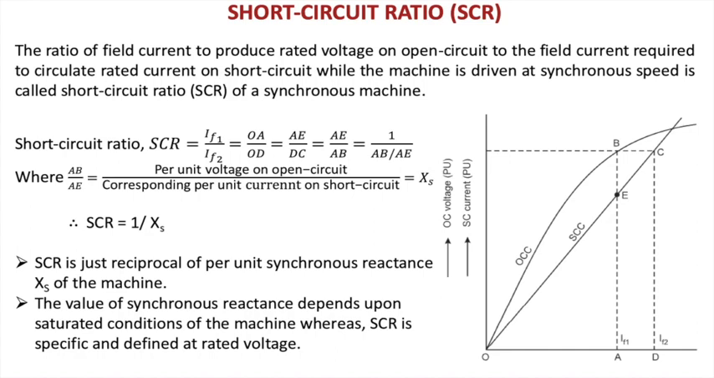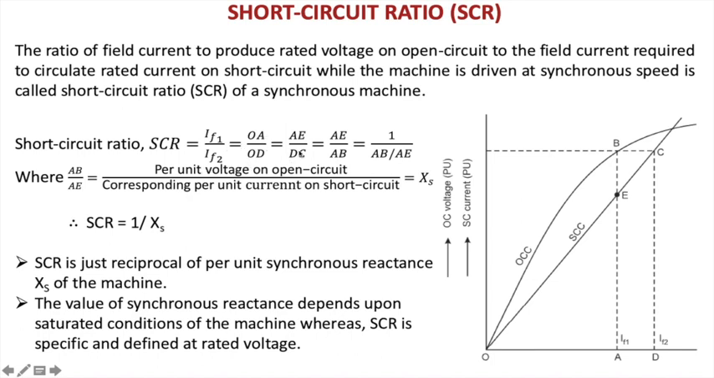Now OCC is the open circuit characteristics and SCC is the short circuit characteristics. To get the actual voltage, the required field will be IF1 under open circuit condition, and IF2 is the field current to make the rated current flow in the given circuit. So the short circuit ratio was to produce the rated voltage under open circuit. So that is IF1. So IF1 divided by IF2, which is the field current required to make the rated current flow in the armature circuit, will be given by OA divided by OD.